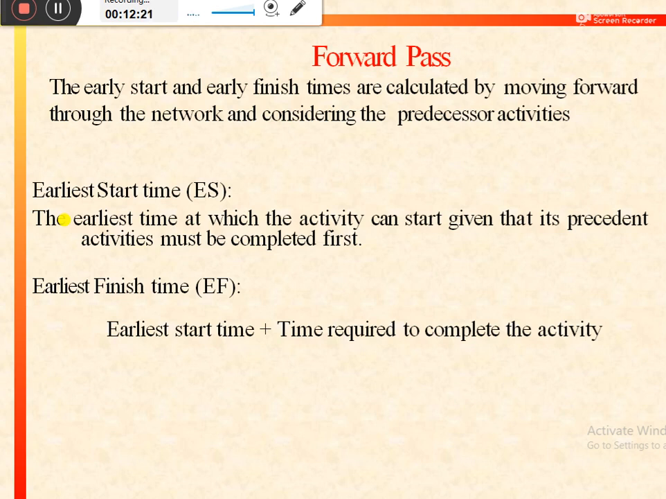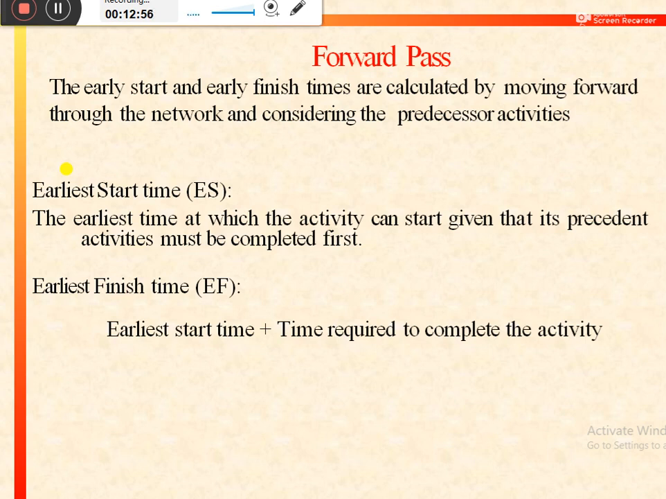And we can calculate these times with the help of two steps or two methods. First one is the forward pass. By using the forward pass, we basically move from left to right on a particular network, or we would consider the first node first and the ending node last, starting from the left side to the right side.